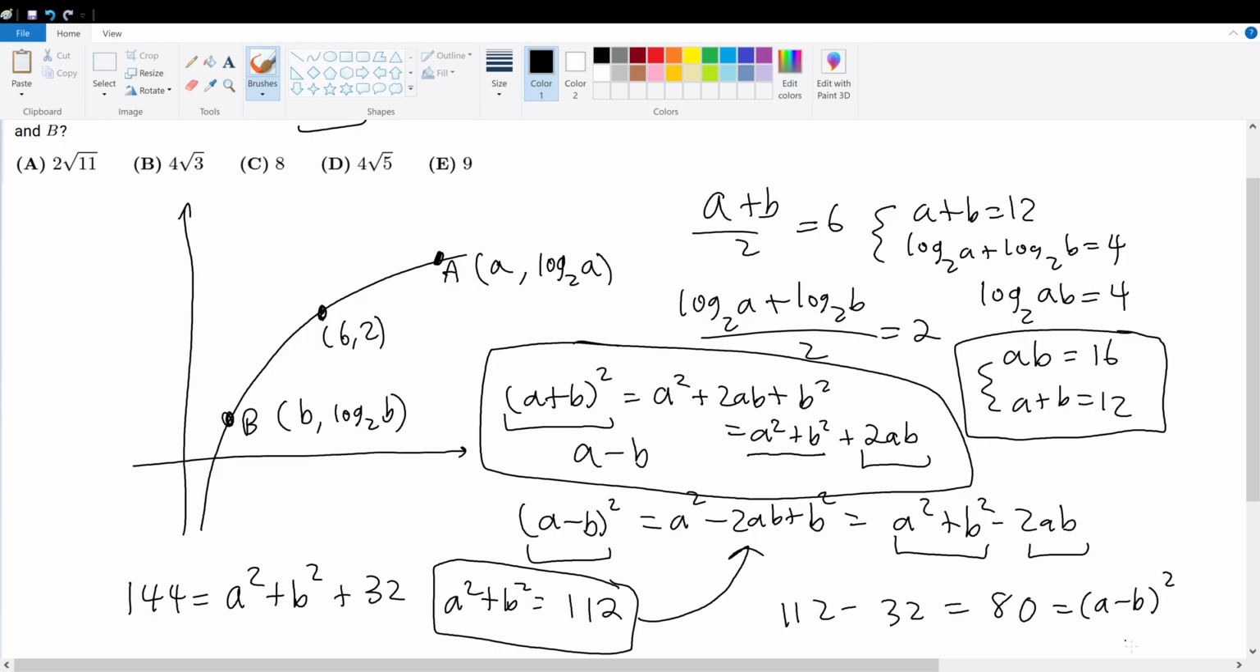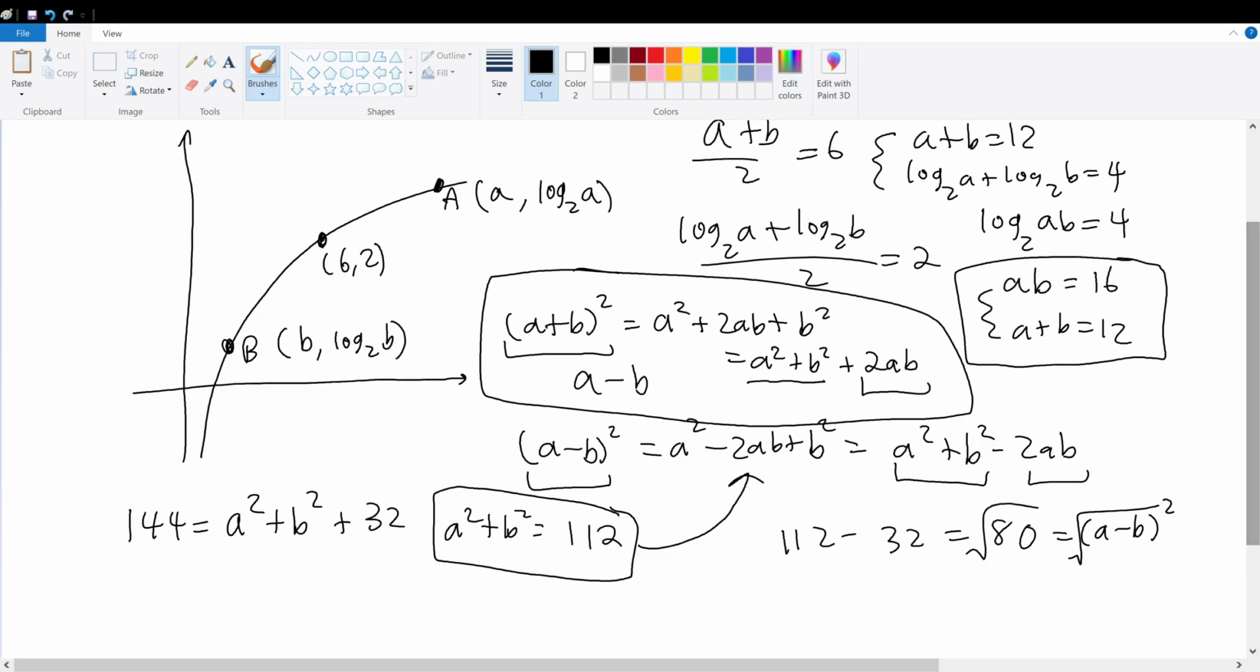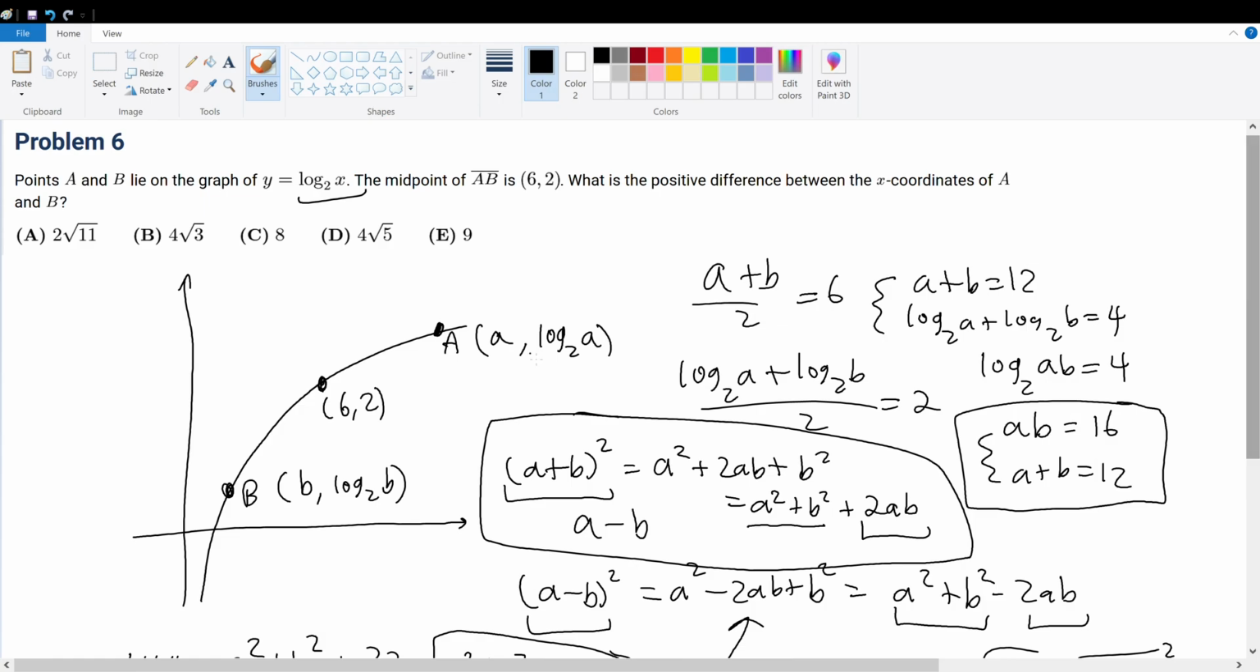So how do you find a minus b? We take the square root on both sides. Therefore, this will get us root 80. Root 80 is the same thing as root of 4 times 20, which is the same thing as root of 16 times 5, which is the same thing as 4 root 5. Therefore, your final answer would be answer choice D.